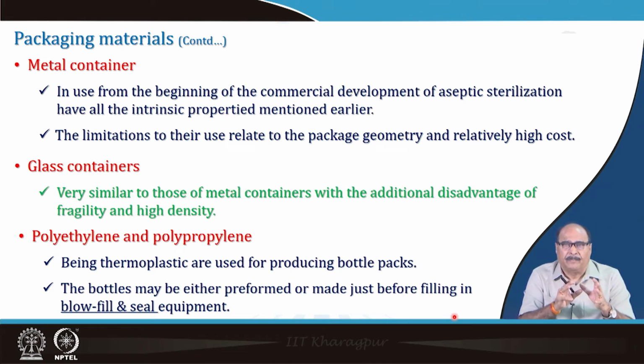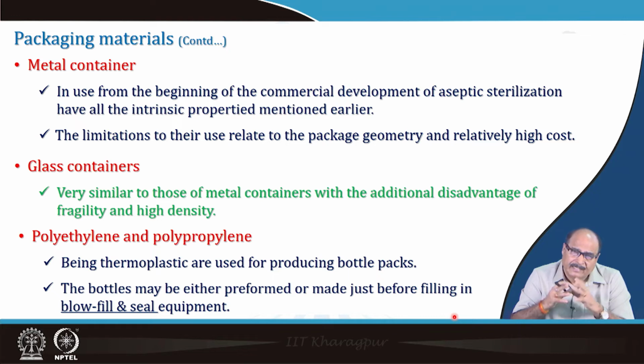Among the different packaging materials which are used, one is the metal container, which has been used from the beginning of the commercial development of the aseptic sterilization process, as it has almost all the intrinsic properties which we mentioned in the earlier slide. But the major limitations for the use of metal containers relate to their package geometry and relatively high cost.